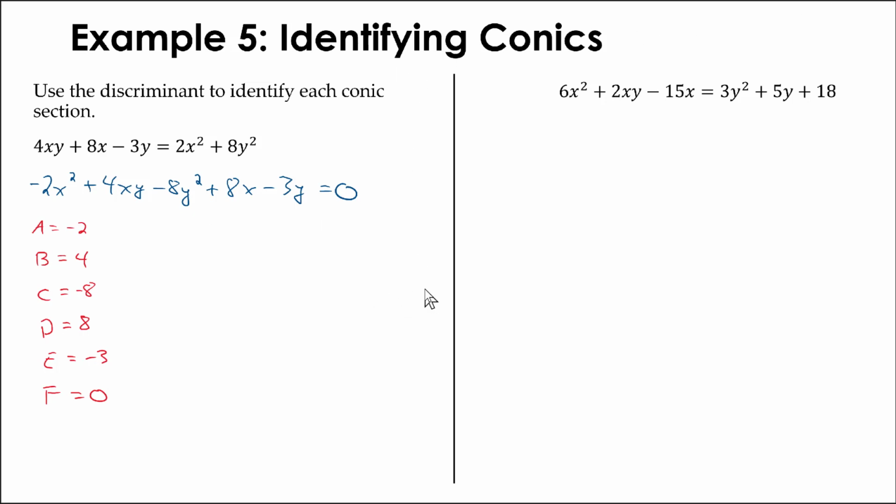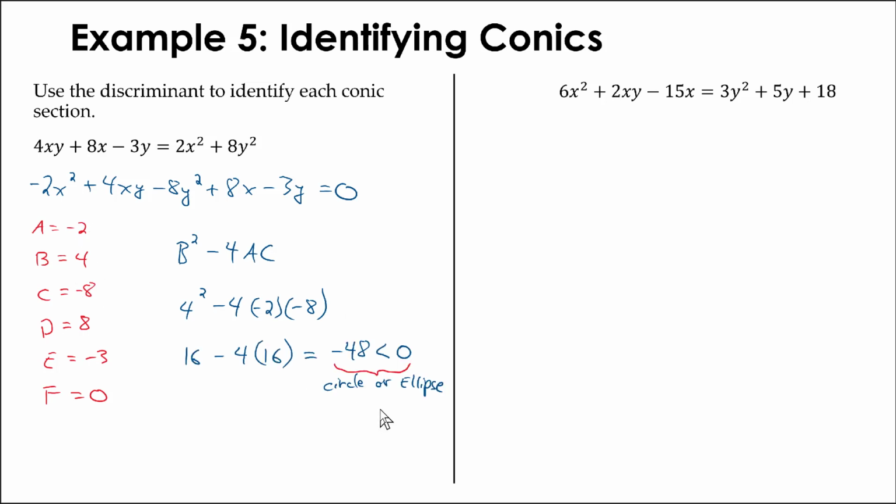Our discriminant formula is the same as we've seen before, b squared minus 4ac. I just plug in my a, b, and c from what I listed out over here, and I get a negative value, which tells me I either have a circle or an ellipse. Not an eclipse, an ellipse. So how do I know which one is which? Is it a circle or an ellipse? Well, if b is not equal to 0, which in this case it is not, or a is not equal to c, which again it is not, then we have an ellipse.